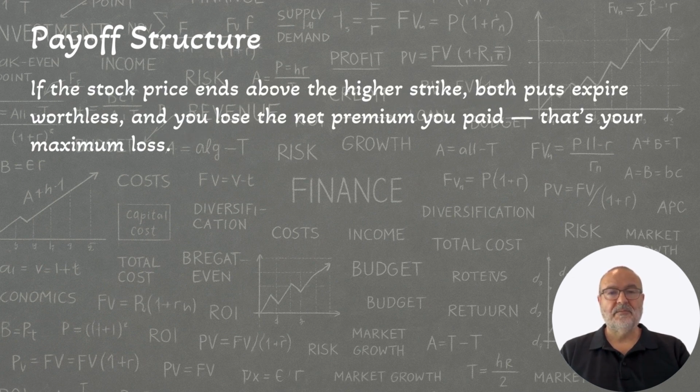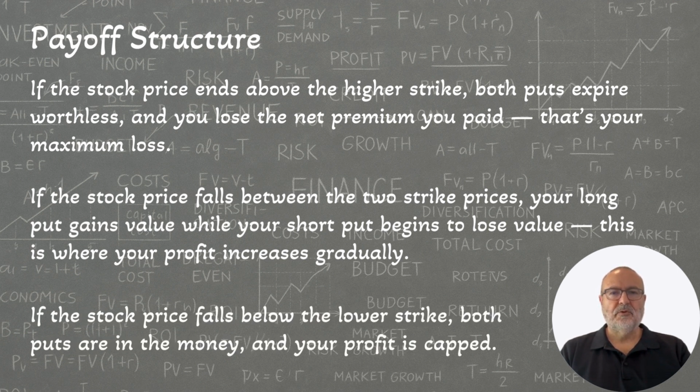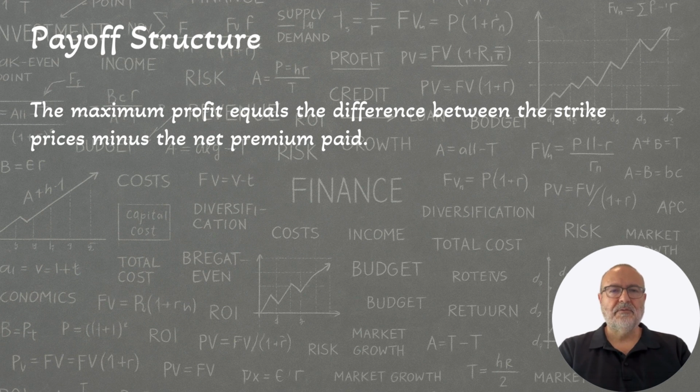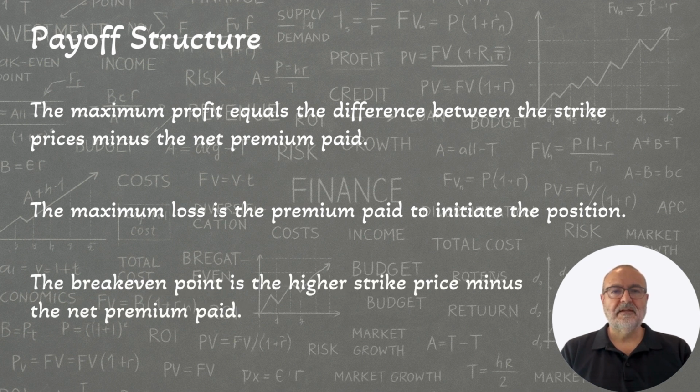If the stock price ends above the higher strike, both puts expire worthless, and you lose the net premium you paid. That's your maximum loss. If the stock price falls between the two strike prices, your long put gains value while your short put begins to lose value. This is where your profit increases gradually. If the stock price falls below the lower strike, both puts are in the money, and your profit is capped. The maximum profit equals the difference between the strike prices minus the net premium paid. The maximum loss is the premium paid to initiate the position. The break-even point is the higher strike price minus the net premium paid.